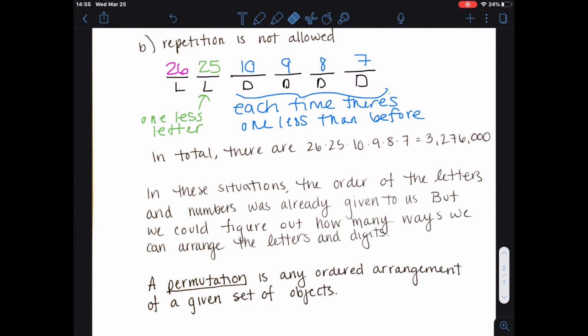I can put a letter first, I could put a number first, and I don't have to have a specific amount of characters. I can do more. So we could figure out a way to also arrange these options. So a permutation is exactly this concept. A permutation is any ordered arrangement of a given set of objects. So you're basically permuting their location.